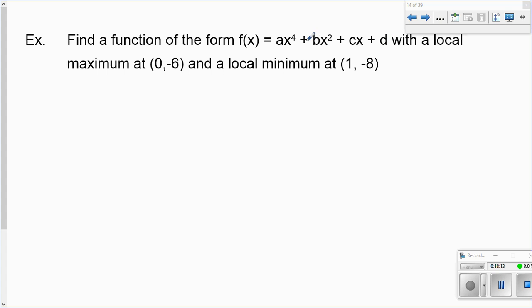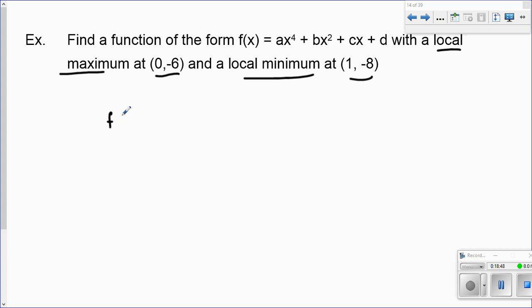So there's no x to the power of 3 term. And I've got some information here. Local max at (0, -6), and a local minimum at (1, -8). This gives us a lot of information. This gives us 2 points on the graph, so I certainly can use these 2 points, and I know there's a local maximum, so the derivative of this function at this particular point happens to be 0. So we've actually got 4 pieces of information. We've got 2 points, and we've got local max and local min information about this.